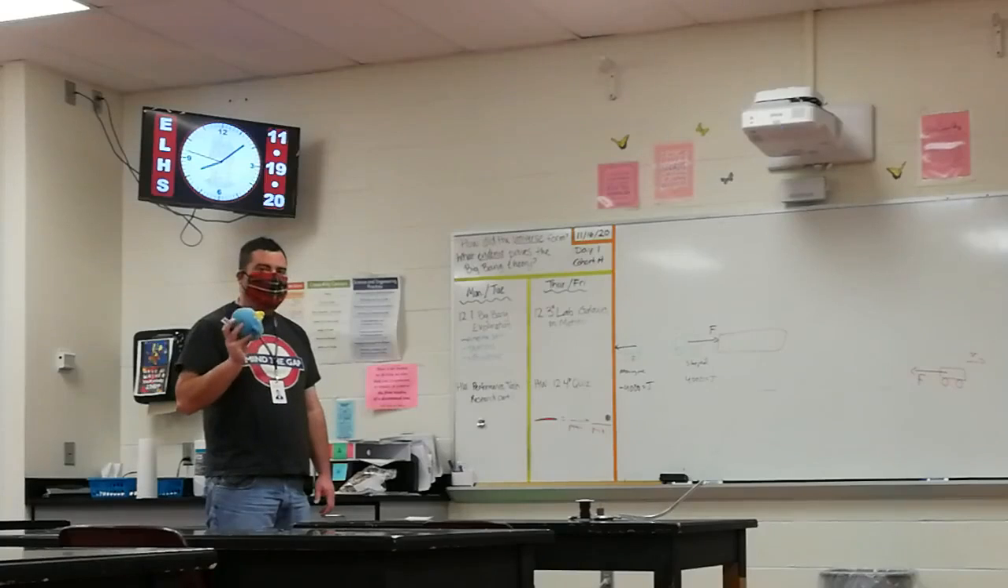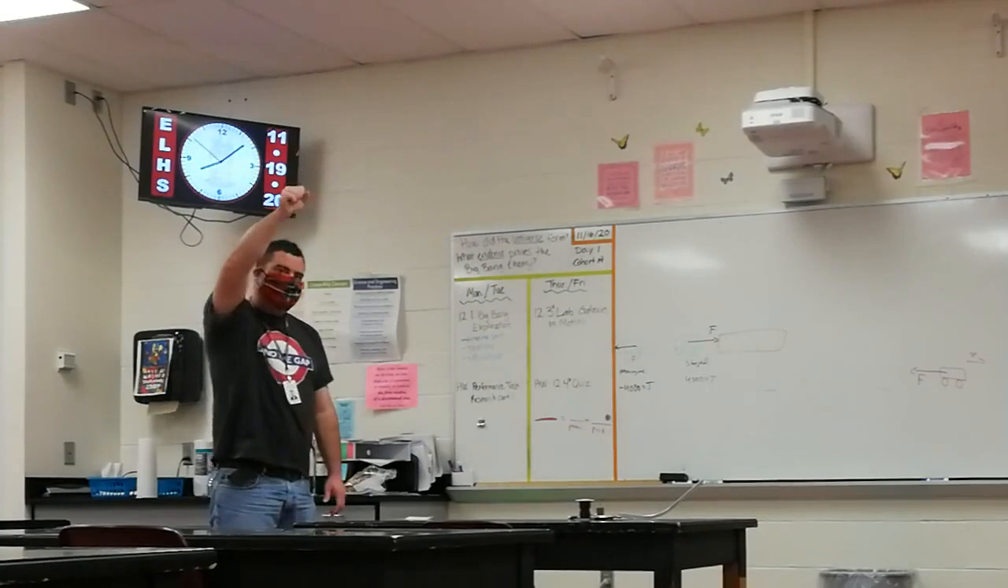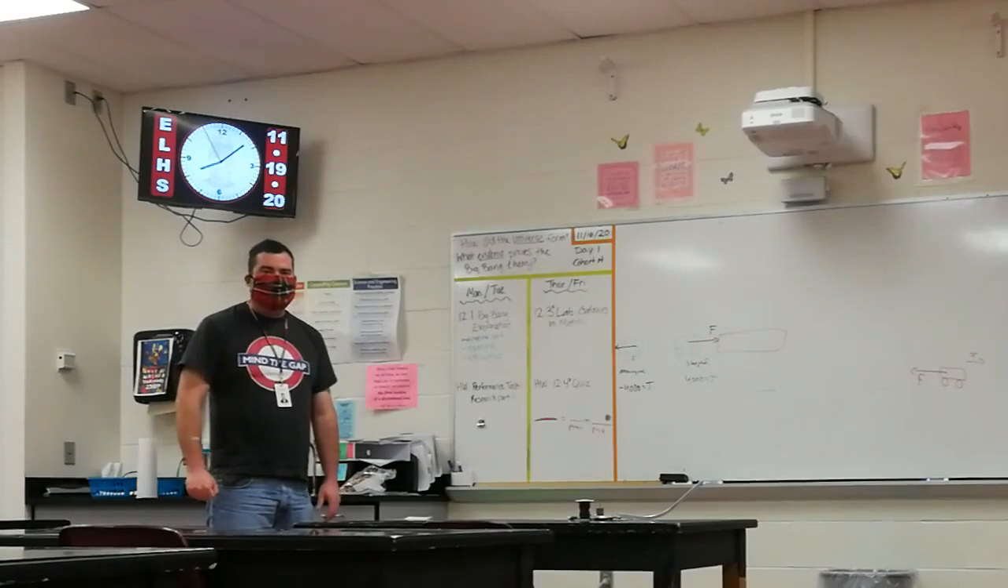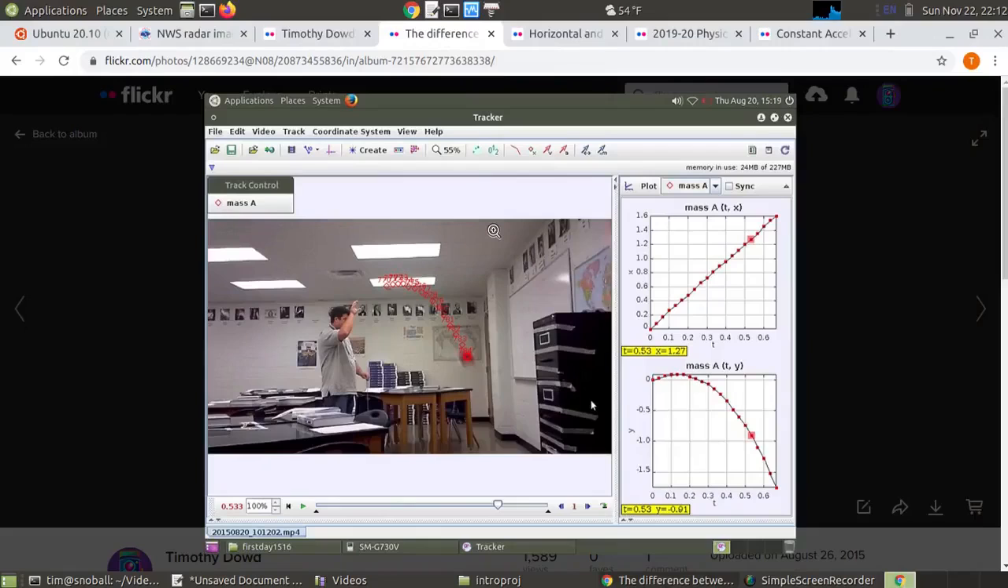Let's take a look at what that looks like. I'm going to throw it at an angle now. I'm going to give it a diagonal original velocity. Let's plug that into Tracker and see what we see. So here's what that looks like after you plug it into Tracker. And here's our graphs of motion.